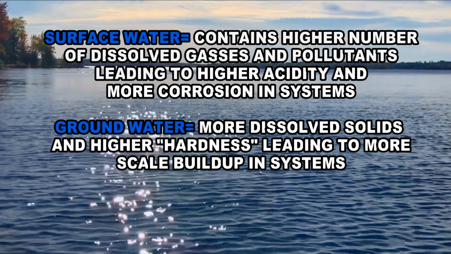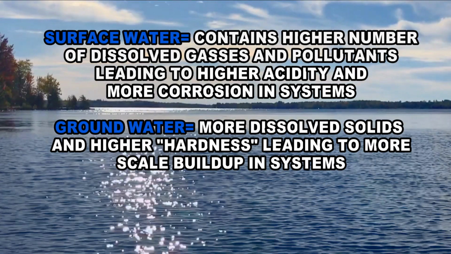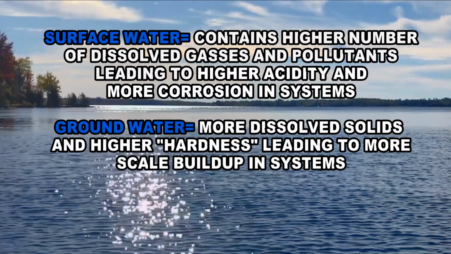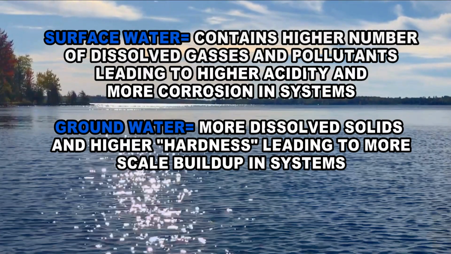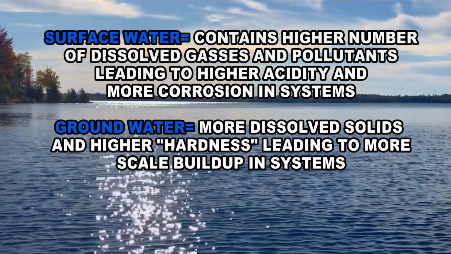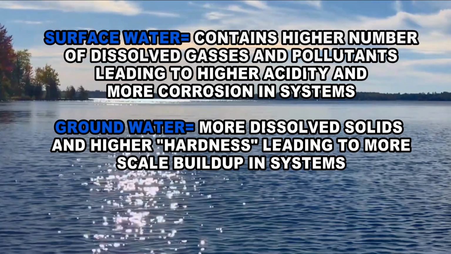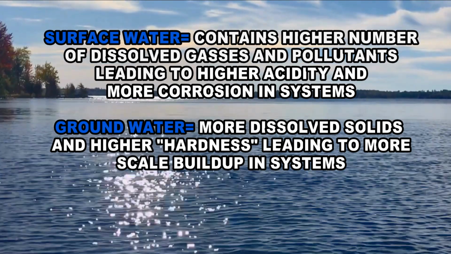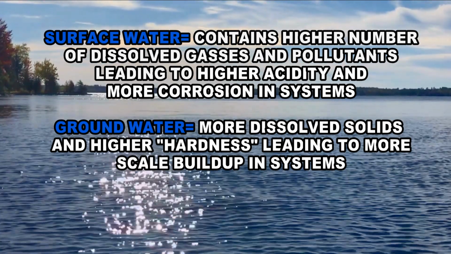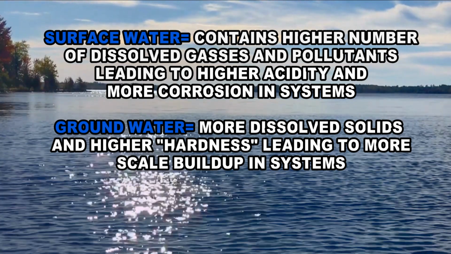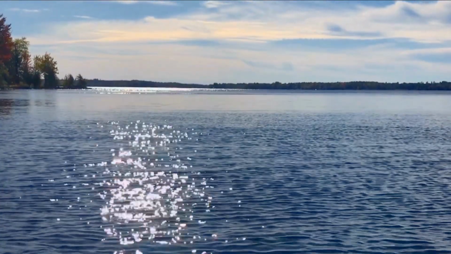Surface water typically contains much higher levels of dissolved gases, pollutants, and dissolved organic matter due to making contact with dirt, leaves, and other organic materials as the fallen rain collects in streams or lakes. As a general rule of thumb, groundwater is more scale forming, and that makes it difficult and expensive to treat due to the high levels of dissolved and suspended solids.